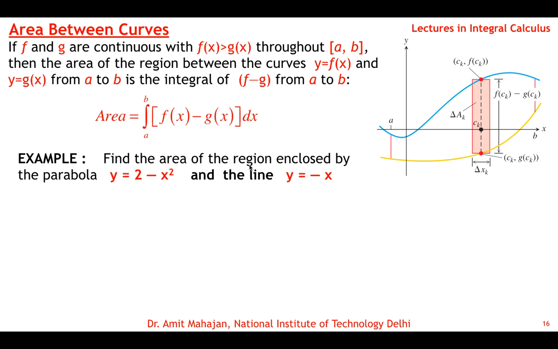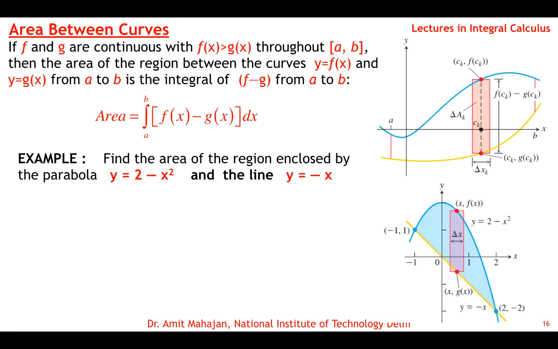Say we take one example here. Find the area of the region enclosed by the parabola y equals 2 minus x squared and the line y equals minus x. There is a parabolic curve y equals 2 minus x squared, in blue, and there is a straight line y equals minus x. We want to find the area enclosed between these two curves, so we must find the points of intersection so that we know what the enclosed area is.